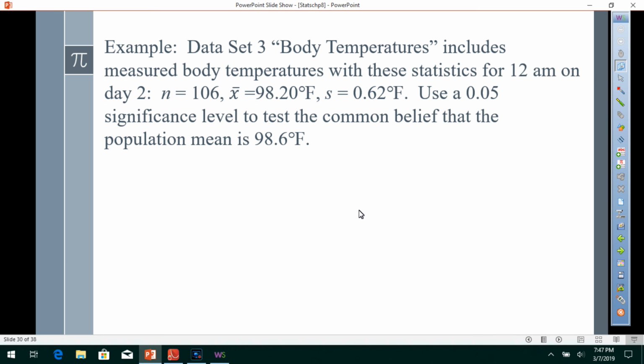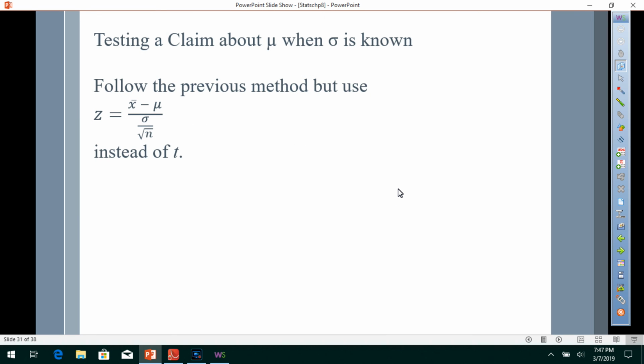All right. Let's see here. Testing a claim about the mean when the standard deviation is known. Okay, we will use the previous method, but use z instead of t. Okay, we'll use z instead of t. Notice the only real difference here is we're using the known standard deviation. Okay, so that makes it the z value. Probably not going to run across that very much.